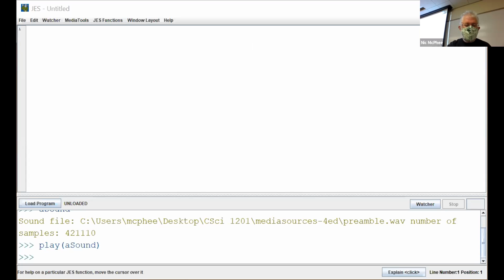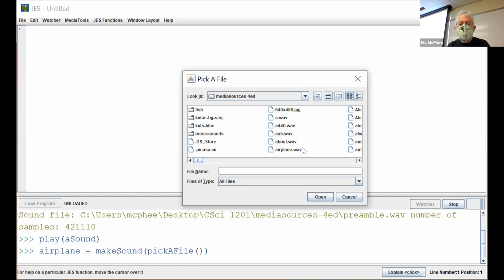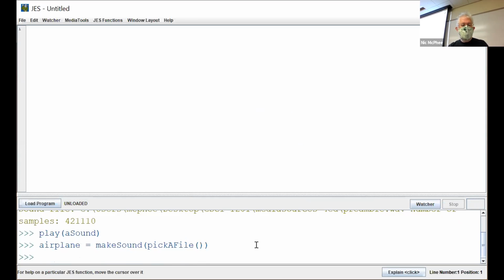Well, let me just turn the volume of the laptop up. And let's actually, that's a pretty long sound, so let's grab a shorter sound. Make sound, pick a file. Play airplane.